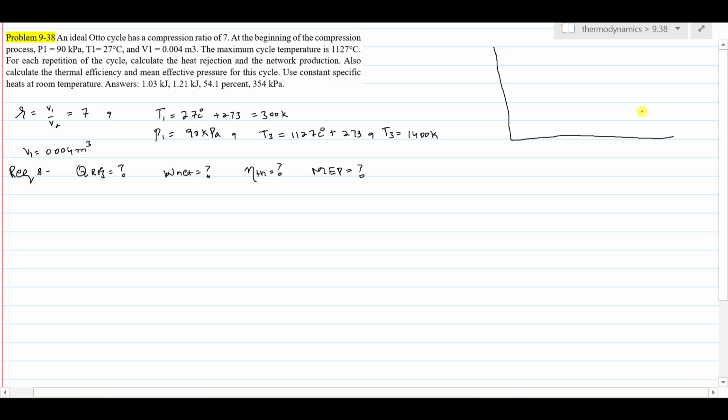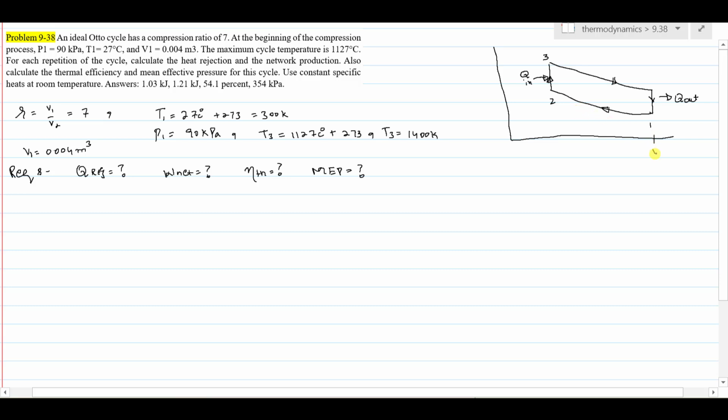So first is the compression process from 1 to 2, isentropic compression, then the heat addition process, Q in, let's say, then isentropic expansion. These are points 1, 2, 3, and then the constant volume heat rejection process is Q out. Also you can say Q rejection. So first process 1 to 2 is isentropic compression.